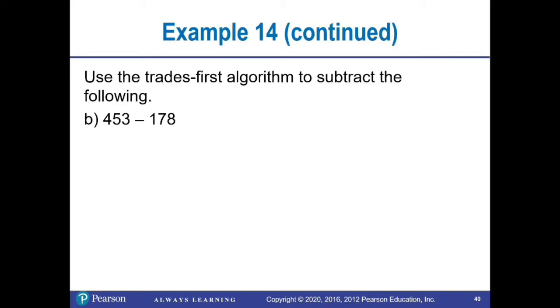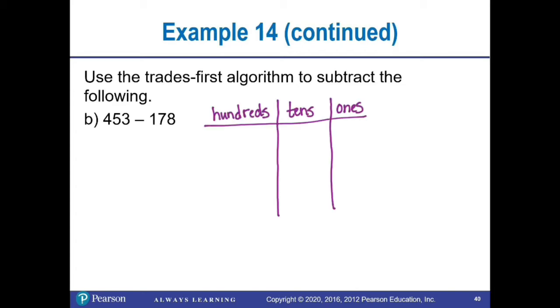Let's look at another example. Draw your hundreds, your tens, and your ones column. We start with 4 hundreds, 5 tens, and 3 ones. The minus tells us we're going to take away. So I'm taking away 100, that's not a problem. I'm taking away 7 tens, I don't have enough tens to take away, and I take away 8 ones.